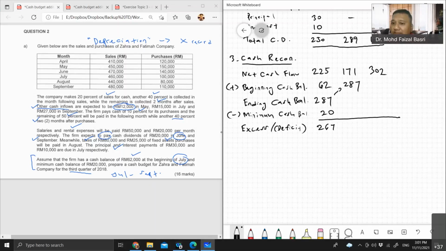Okay. To complete this, 287 is brought forward to August. So 171 plus 287 is 458. Minimum cash balance is 20. So we have 438,000. 438,000 excess also. And don't confuse, don't use this excess as your beginning balance. Beginning balance comes from ending. Okay, another common mistake. When doing this, they take the excess and put it as the beginning. No, beginning balance must come from the ending of the previous month, not from the excess or deficit.